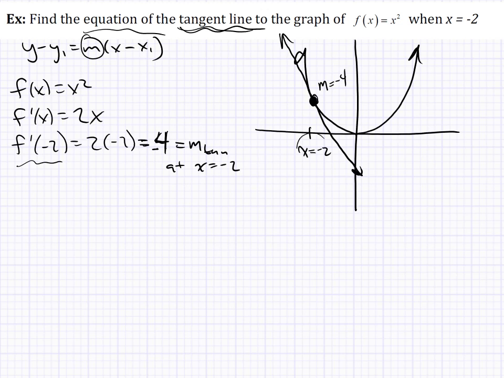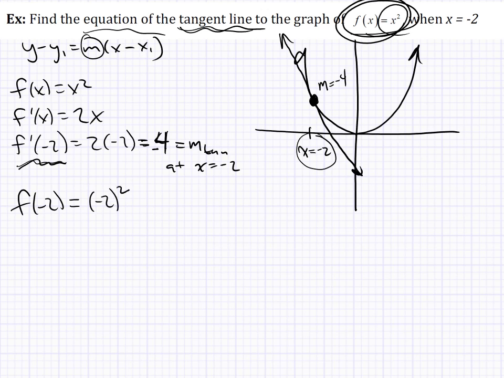Well, that point has a y value. The x value is -2. The way you could always find a y value is plugging into the original function. So if I found f of -2, here I found f prime of -2 and I got the slope. But if I find f of -2, that simply just gives me the y coordinate for this point where I found that slope. And so I'm going to get -2 squared, because that's the function, which is going to give me 4.